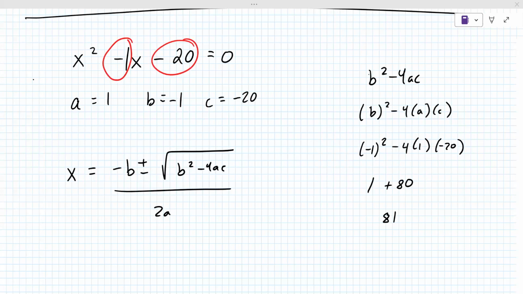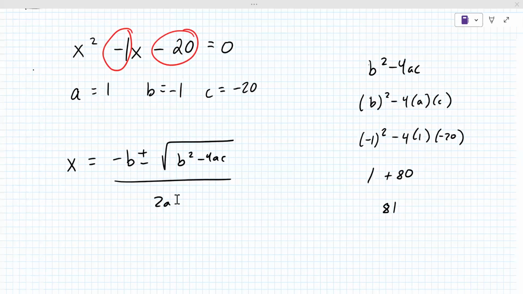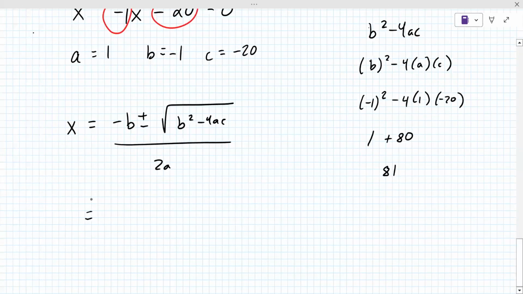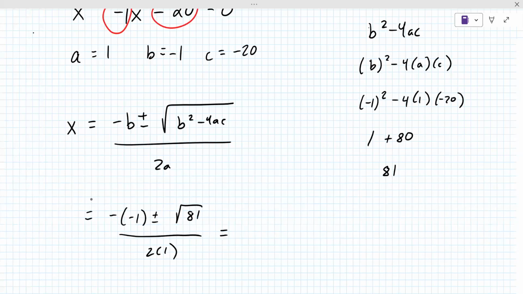A 5 or 3.5. Okay, so just detecting a little thing there. So it's negative parentheses -1 plus or minus the square root of 81 all over 2 times 1. Does yours look something like that or different for now? Yeah, a little bit. So again, you gotta put those variables in parentheses when you're substituting in.